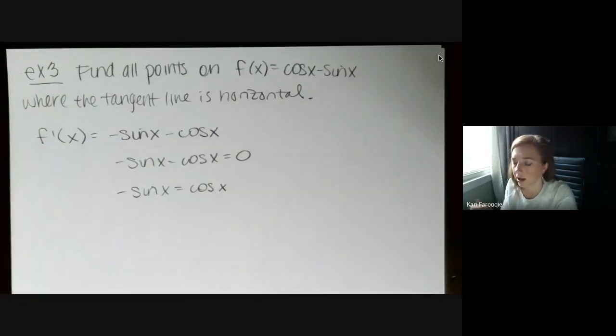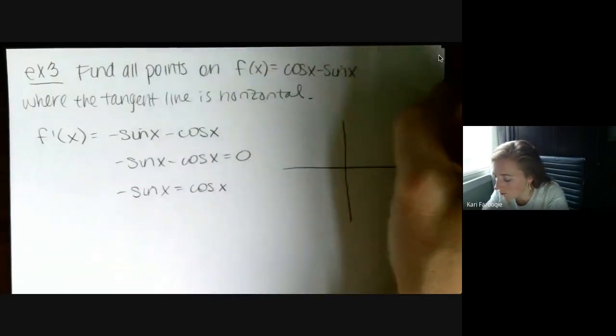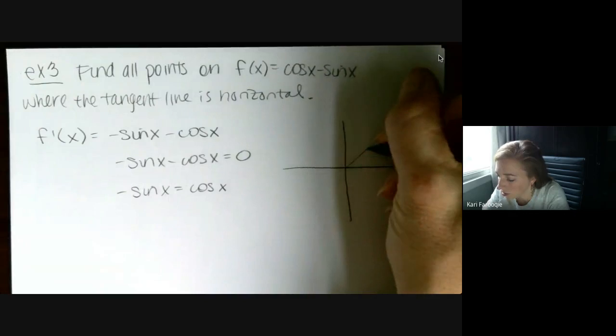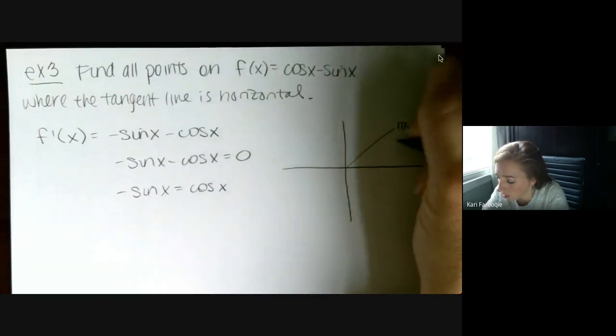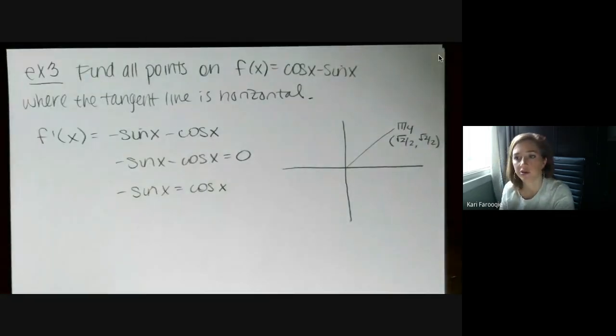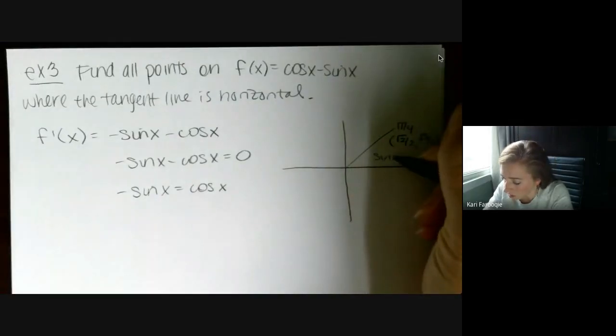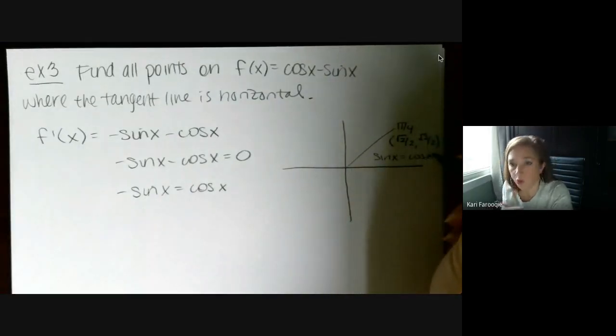Remember that when x is some variation of pi over 4, you're going to get the same value for sine and cosine. When you did it in trig, you rationalized the denominators and you got root 2 over 2. And this point was root 2 over 2, root 2 over 2. This means that at this point, sine x equals cosine x. Their coordinates are the same.